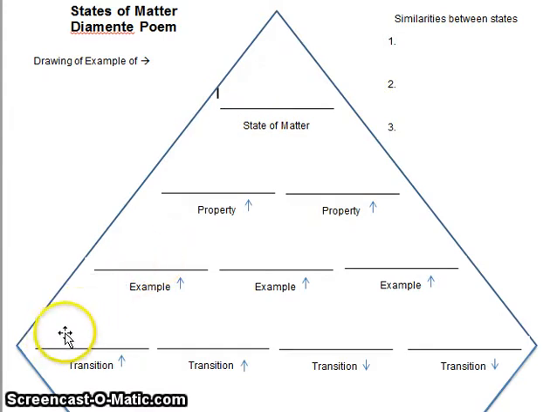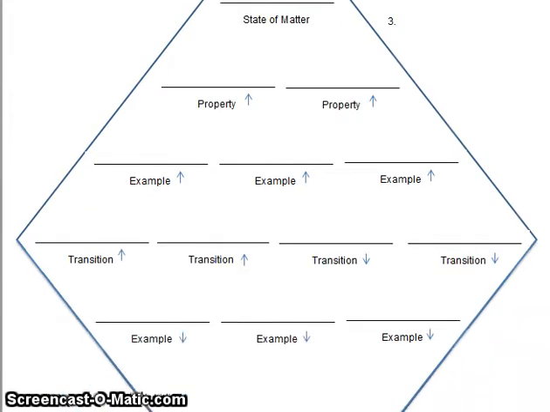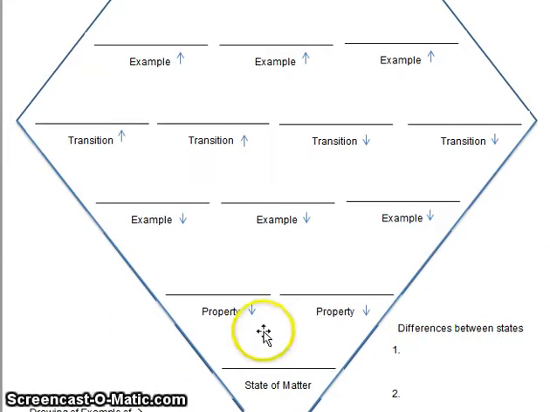When you come down here to the transition section, these arrows are showing which direction you are going to be applying that word. So for instance, if the word up here is gas, you're going to tell me 2 ways that a gas could transition into whatever the state of matter is that you've chosen to describe down here. So for instance, a solid.